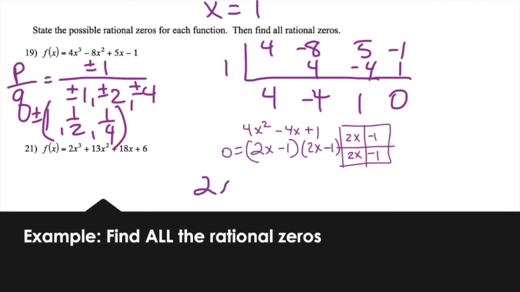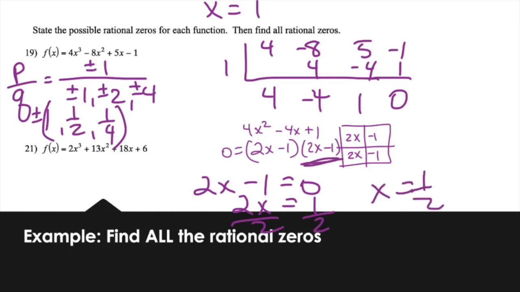And so I have 2x minus 1 equals 0. Add that to the other side. I get 2x equals 1 and divide by 2. And x is going to equal 1/2. And I'll get another 1/2 right there, so I don't have to write it twice. So notice one of the possibilities was a half. Here we go. 1 and 1/2, and that one is just a double. It just happens twice. Let's do number 21.